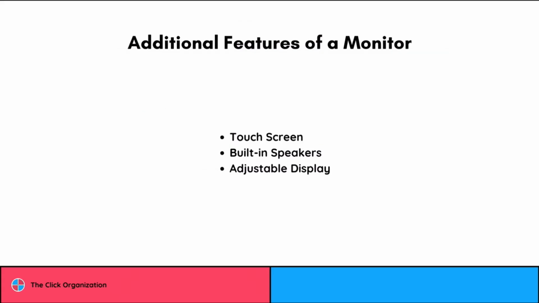Okay, the additional features of a monitor are touchscreen. Some monitors, we can touch them as we do with iPads and mobiles. Built-in speakers, some of them have built-in speakers, and also adjustable display to adjust their light, to adjust their contrast, shadow, and all that.